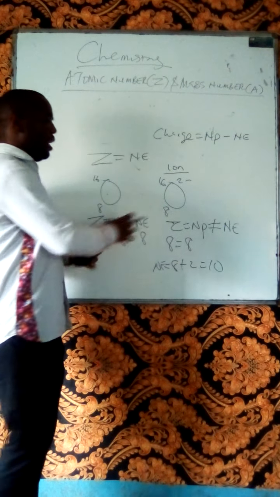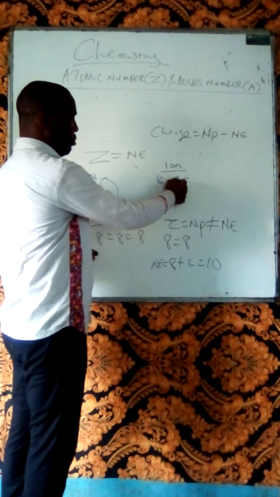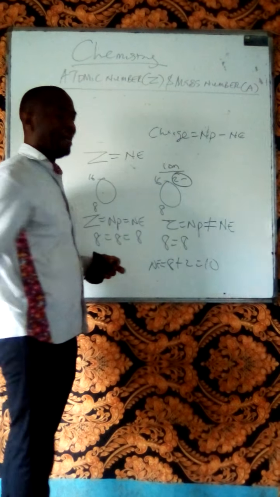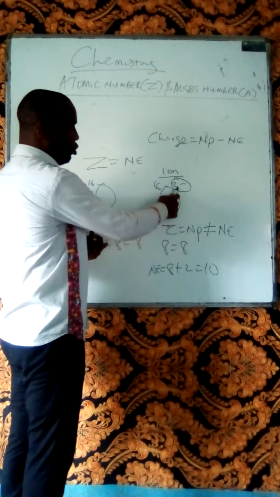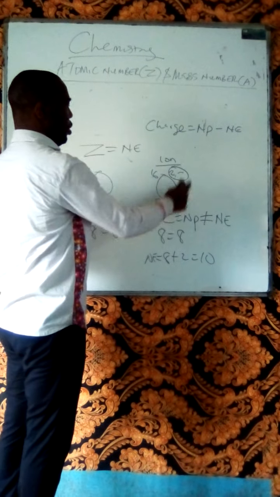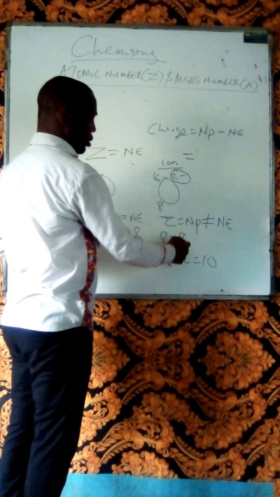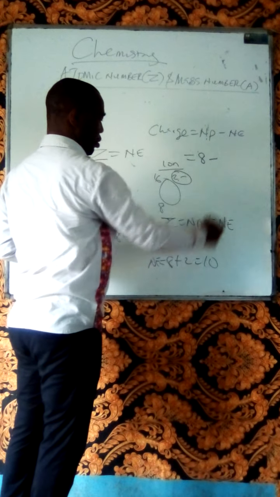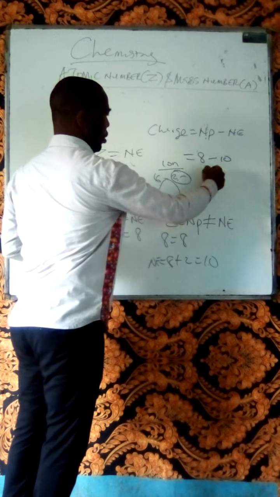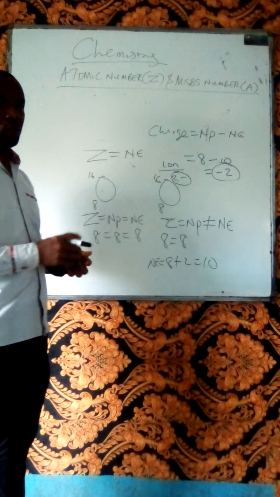But for this particular atom, the charge cannot be 0, because when it is negatively charged, it means minus 2. It means that it has gained 2 electrons. You now add 2 to the atomic number, giving you 10. So for this atom, the protons remain constant at 8, the electrons increase to 10, and that gives you minus 2. That indicates an excess of 2 electrons.